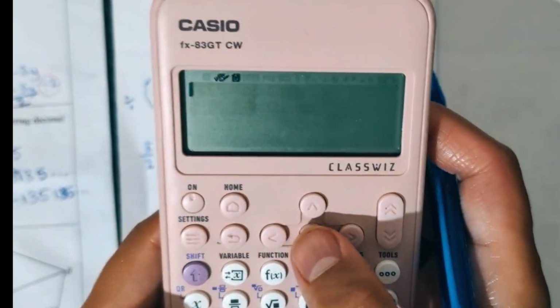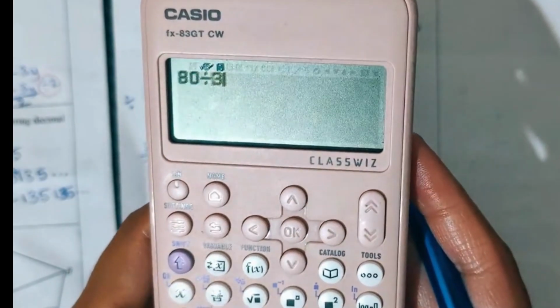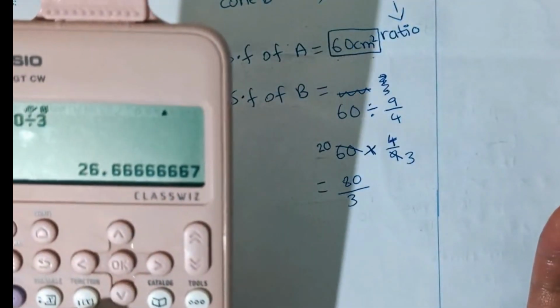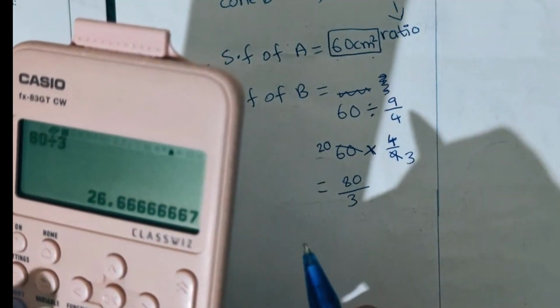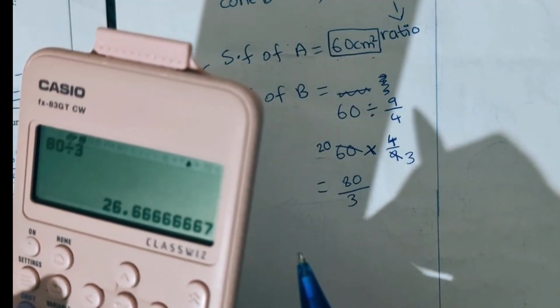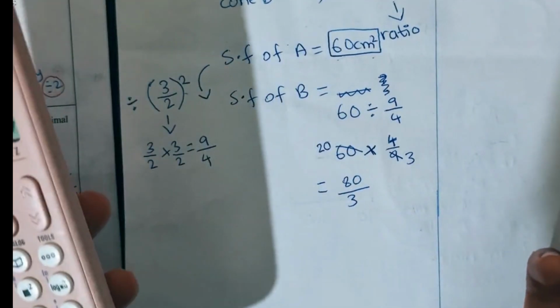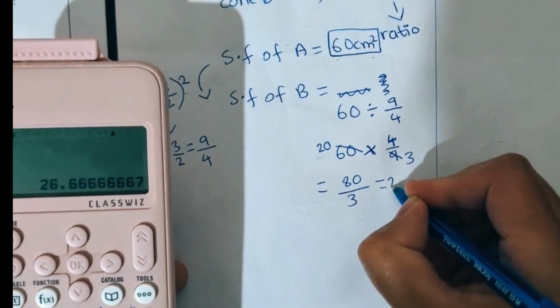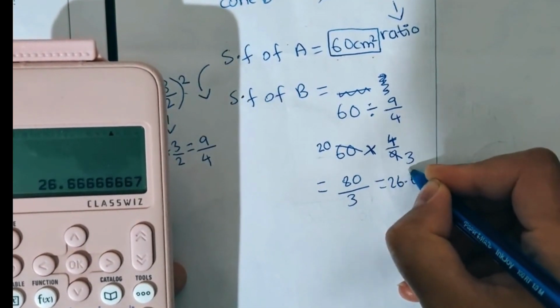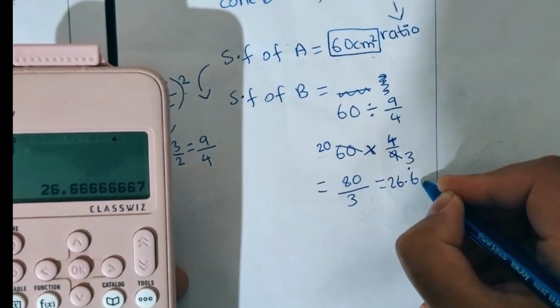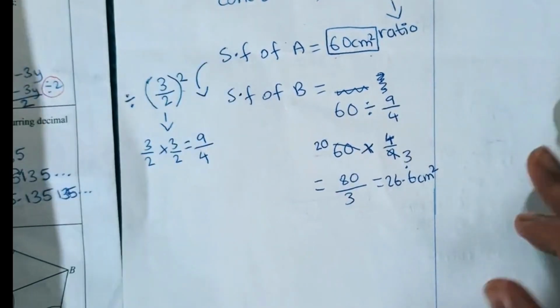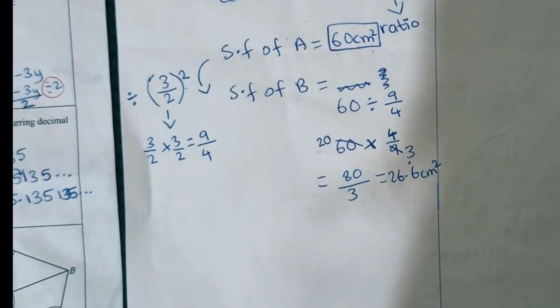And I'm also just going to check on the calculator what that turns out to be. So yes, it is 26.66. Yeah, so it equals 26.6 recurring centimeters squared, okay? Because it's surface area, it's going to be squared.